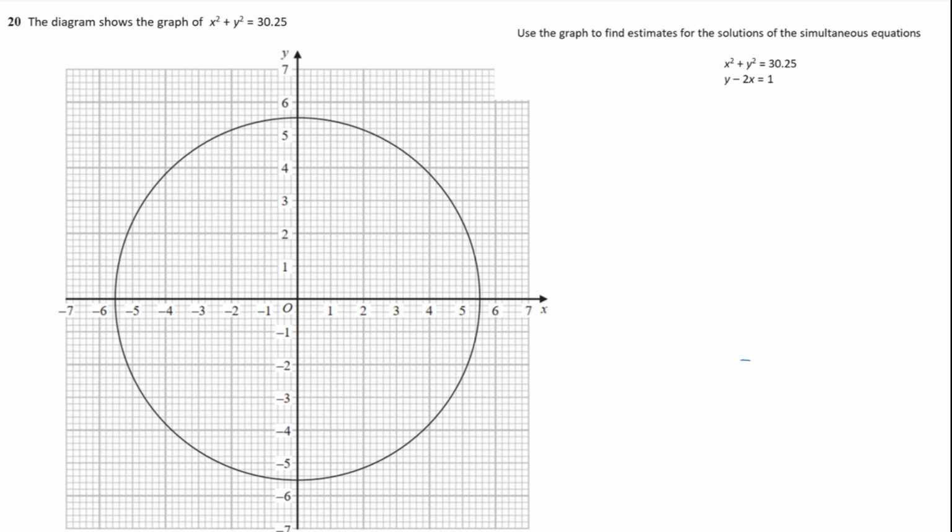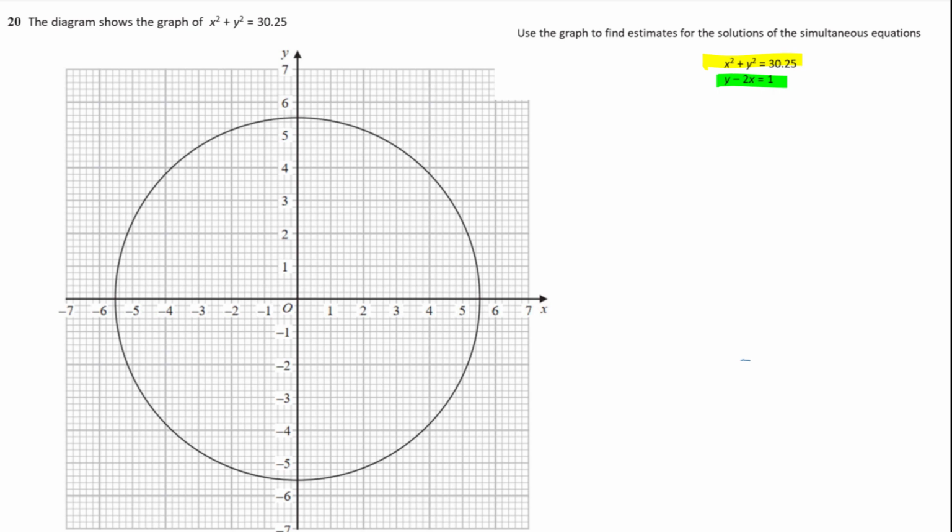Now we need to use this graph to find estimates of the solution of the simultaneous equations x squared plus y squared equals 30.25 and y minus 2x equals 1. Okay, right, well we've already got that first one drawn, haven't we? That's the one that we've got drawn on the graph. So basically, if we plot the other one on the graph and look at where they intersect, then we should have solved it. Okay, so what does that graph look like?